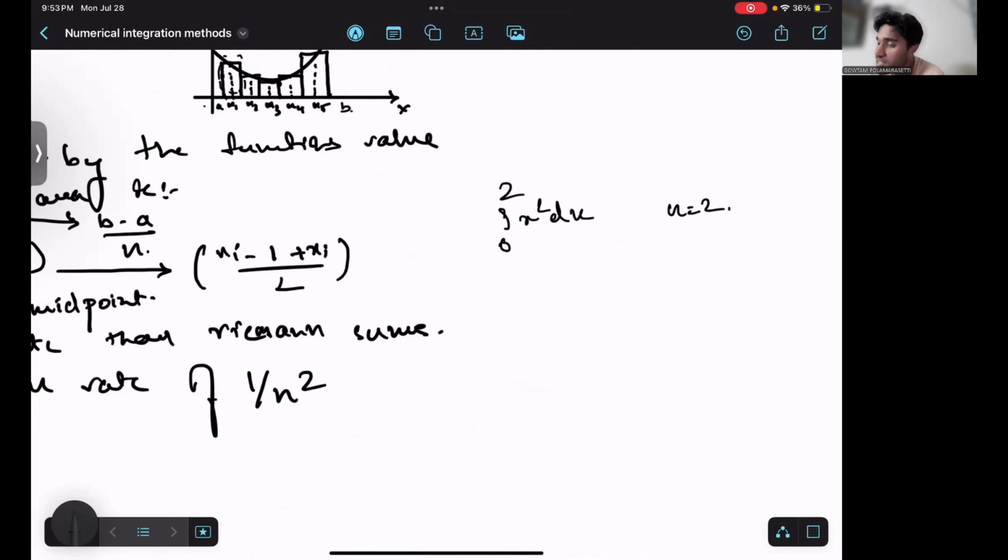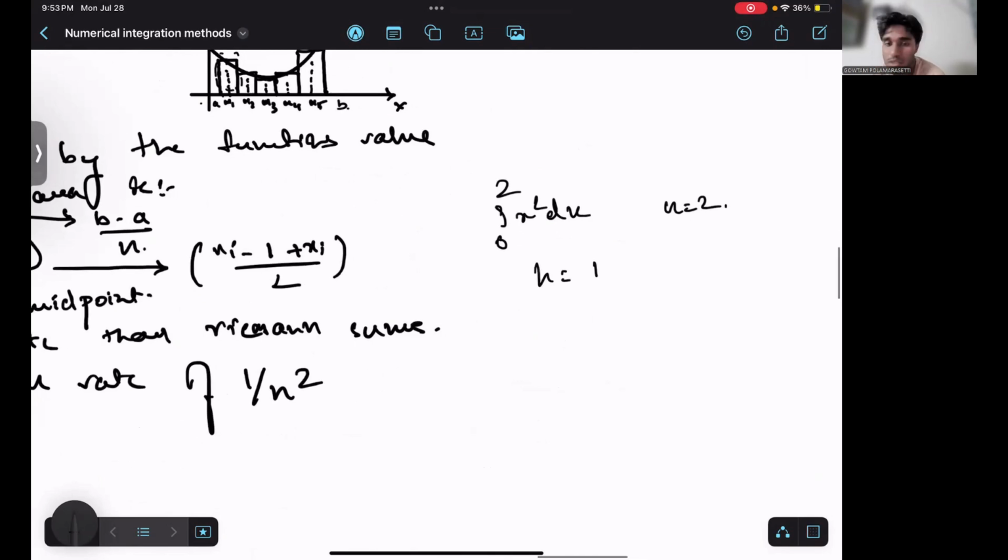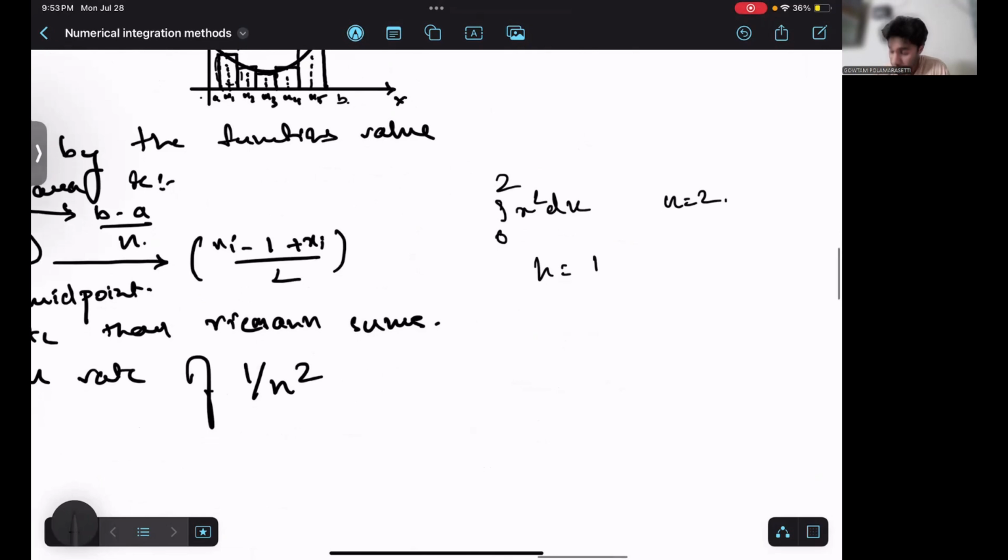So how can we do this? First, let's calculate h, which will be equal to 1. And the midpoints, so the intervals we get are x of 0 is equal to 0, x of 1 is equal to 1, x of 2 is equal to 2.